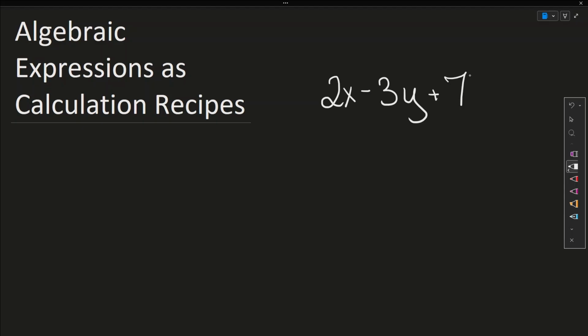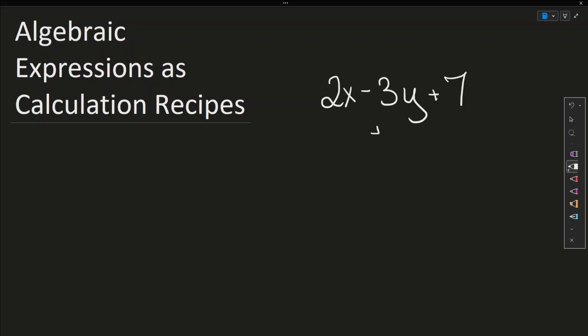An algebraic expression is a meaningful string of numbers or variables, or both numbers and variables, along with operation symbols. Those operation symbols might include addition, subtraction, multiplication, division, or raising to a power. But an expression does not include an equal sign. That is important.